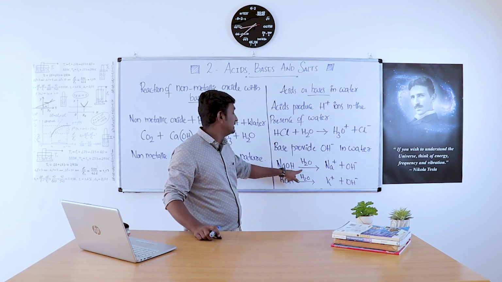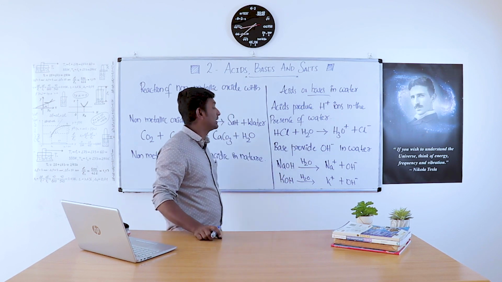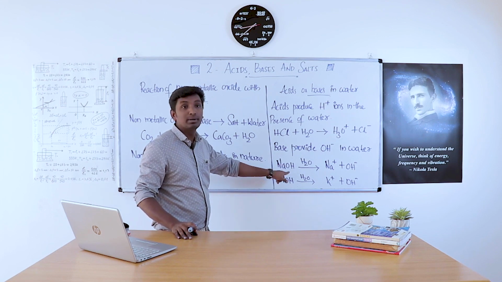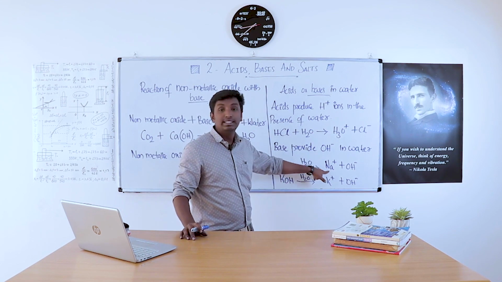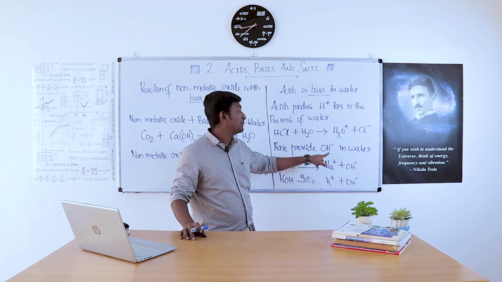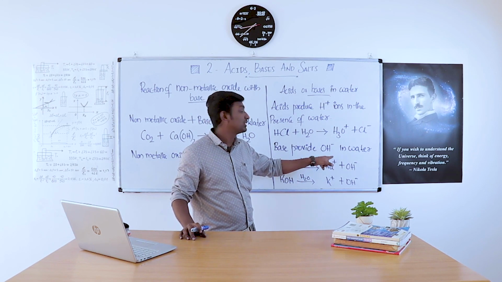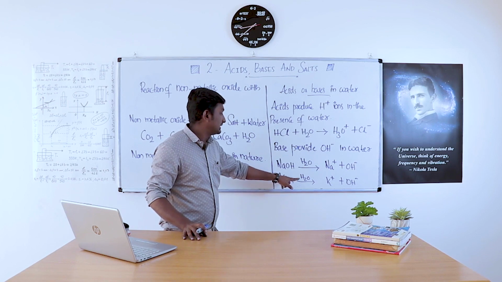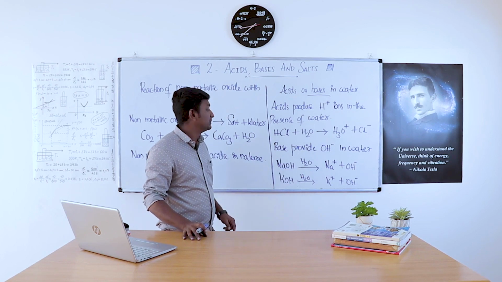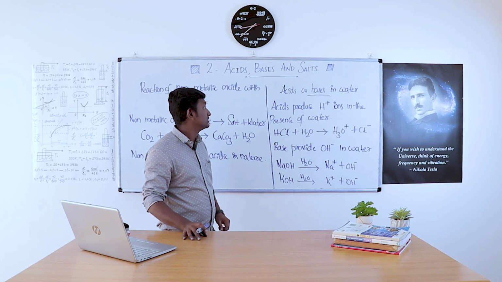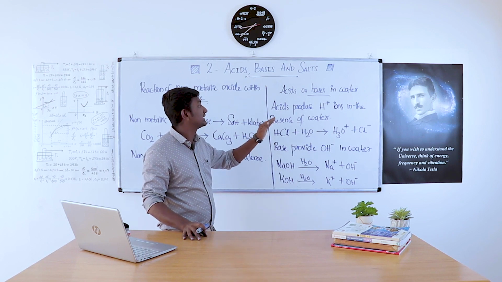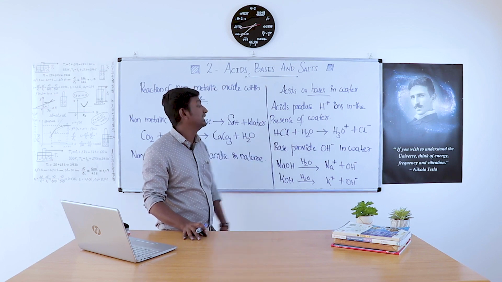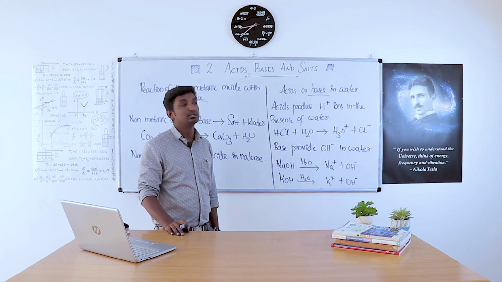So NaOH in water gives Na+ and OH-. What is NaOH? It is sodium hydroxide. In water, it gives sodium ions, Na+, and OH- ions, hydroxyl ions. Then KOH gives K+ and OH- ions. So acids in water give H+ ions, while bases in water give OH- ions.